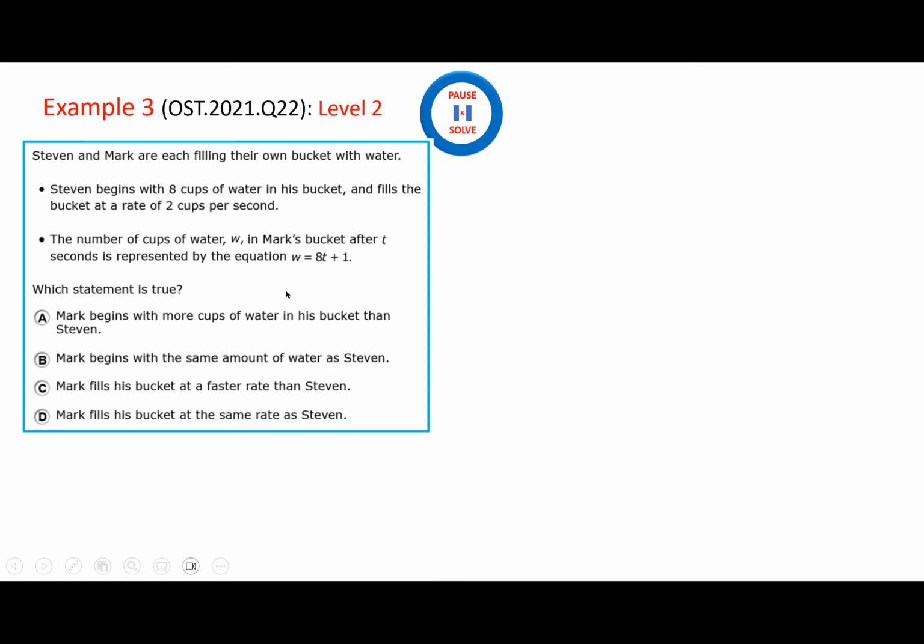So here you are comparing, the information is not given in a table. You have a formula, you have an equation here. So another comparison. Again, when you read the statements: Mark begins with more cups of water, begins with the same amount, and Mark fills his bucket at a faster rate. So we need to find the rate. So let's see. The equation given for Mark is 8t plus 1.